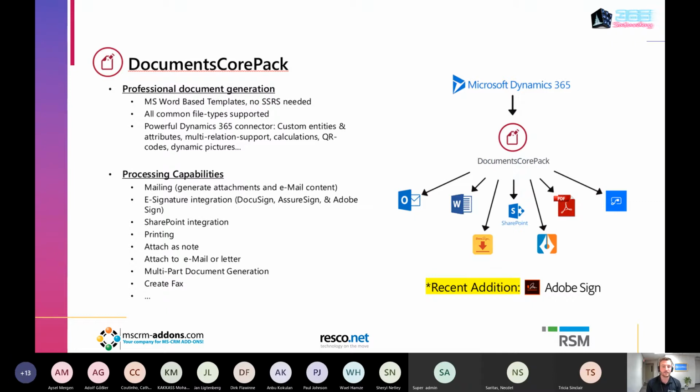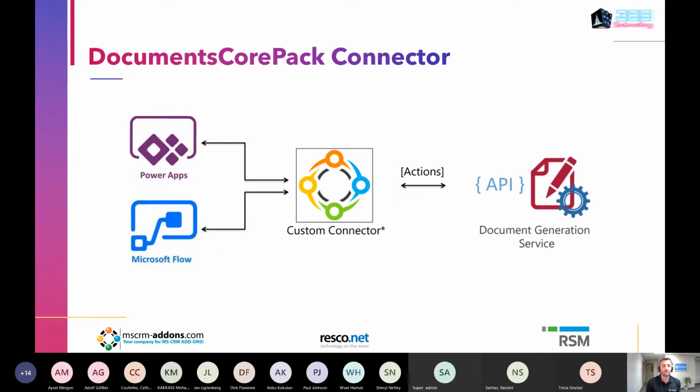Printing is interesting, but I'll get into that because you can do it via Dynamics or via Flow through our actions. What I'll do is go ahead to the next slide and get into what I'm here to talk about today, which is the custom connectors, which are now available in Flow or Power Automate for the Documents Core Pack service.